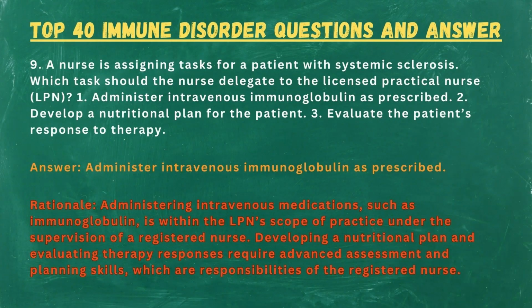9. A nurse is assigning tasks for a patient with systemic sclerosis. Which task should the nurse delegate to the licensed practical nurse, LPN? 1. Administer intravenous immunoglobulin as prescribed. 2. Develop a nutritional plan for the patient. 3. Evaluate the patient's response to therapy. Answer. Administer intravenous immunoglobulin as prescribed.